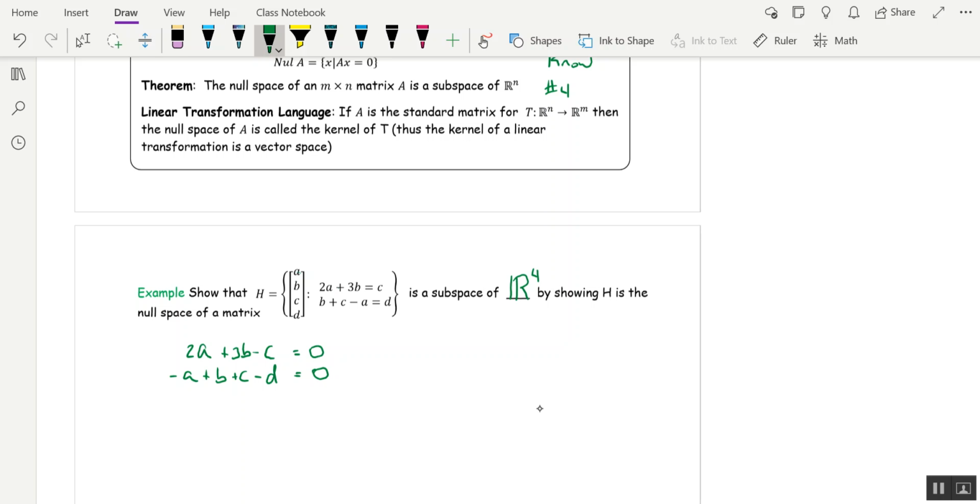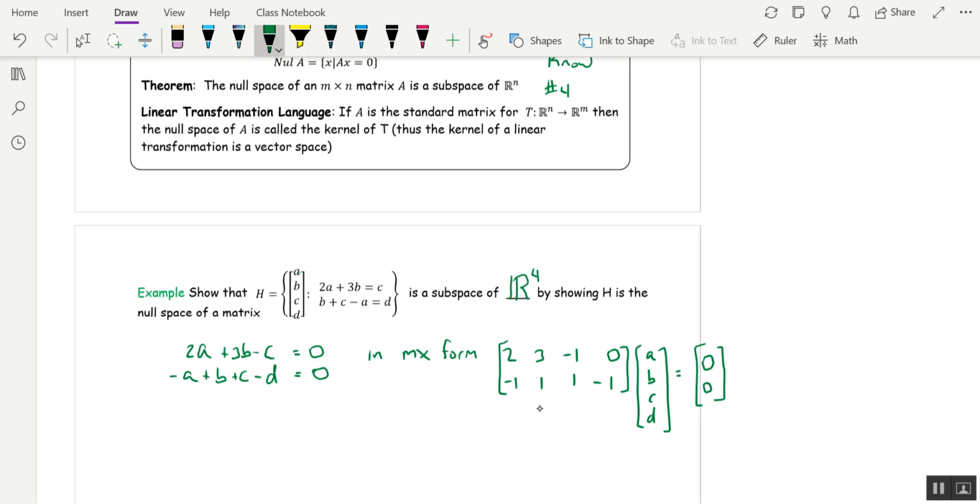All right, well, that's a linear system. It's homogeneous. In matrix form, I can write that as the matrix of coefficients 2, 3, negative 1, 0, and then negative 1, 1, 1, negative 1. That matrix times the vector A, B, C, D equals the vector 0, 0. So that would be the matrix form of that linear system.